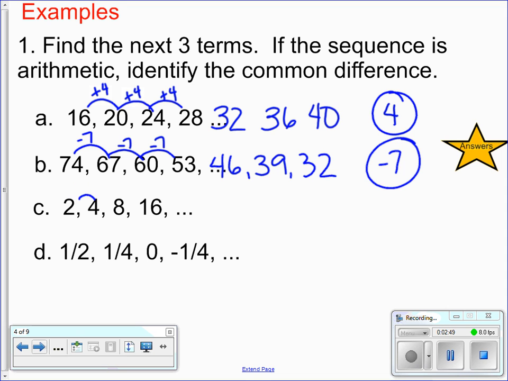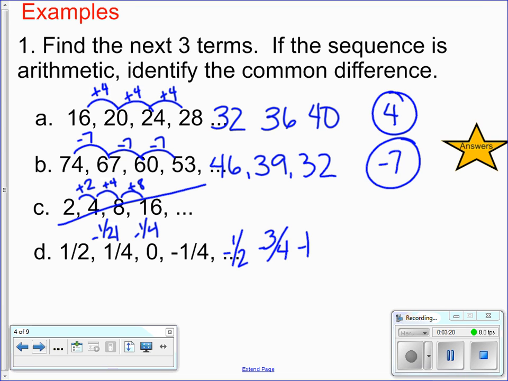This one is going up 2, and this goes up 4, and this goes up 8. This is not an arithmetic sequence. The next one is going from 1/2 to 1/4, so that's minus 1/4, and then 1/4 to 0 is minus 1/4, and then 0 to negative 1/4. So if I kept going with that pattern, I'd have negative 1/2, negative 3/4, and negative 1. So my common difference would be negative 1/4.